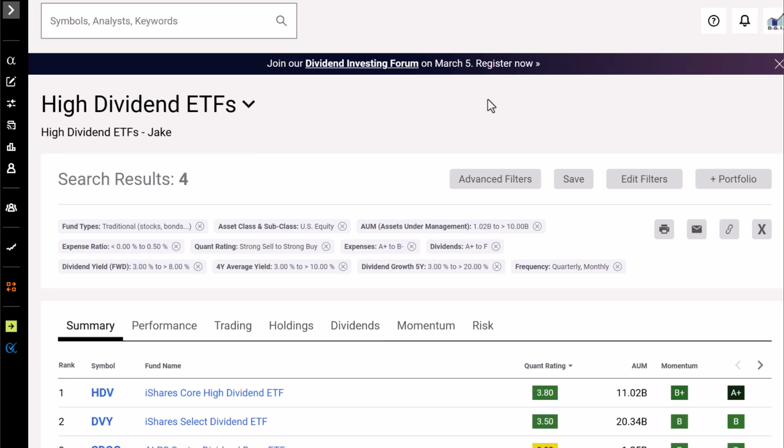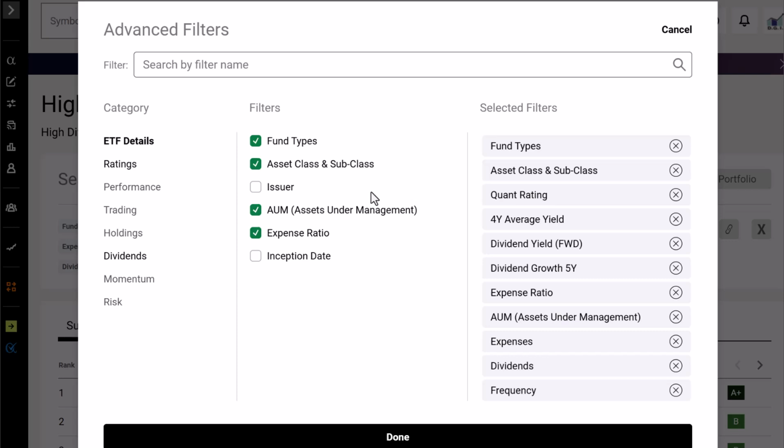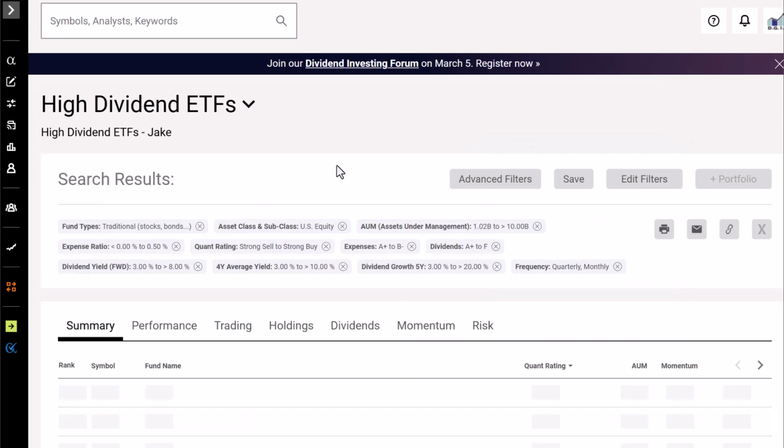Now let's take a look at the high dividend ETF screen here, and let's see what some things are that we're going to adjust when we're considering high dividend ETFs. Now, when it comes to the advanced filters, me personally, when I'm looking at the dividend growth and the high yield ETFs, I am not going to change anything between these two filters.